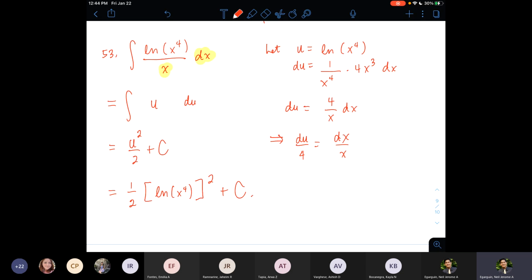Okay, so just to illustrate that sometimes choosing the u from the denominator won't work.